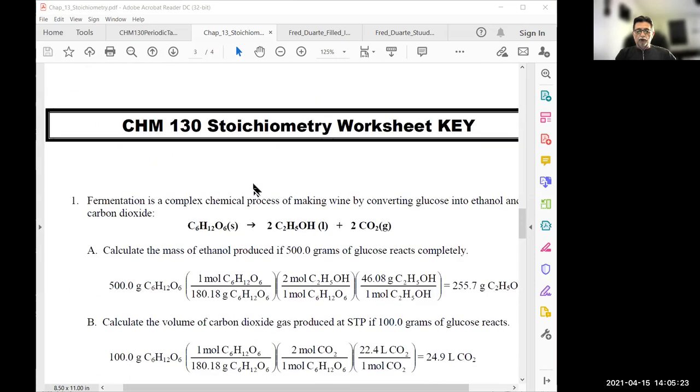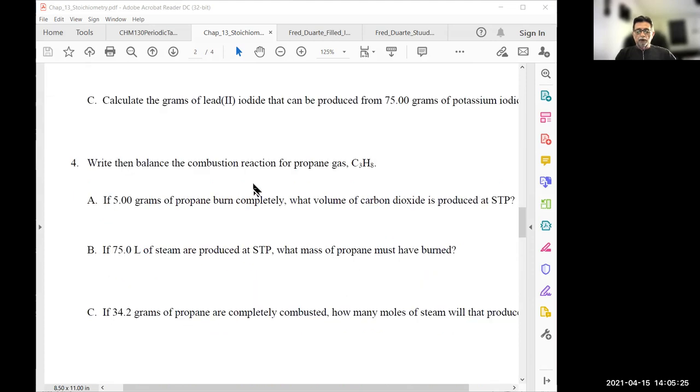Okay, here's number 4. Balance the combustion reaction of propane gas. Okay, propane gas, you remember, this is a combustion reaction. So one, you need oxygen, right? And remember when we talked about this reaction, the only 2 products you get are carbon dioxide and water. Okay, so oxygen, here's the formula for propane gas. Then you got carbon dioxide and water as the products, and oxygen is the other reactant.